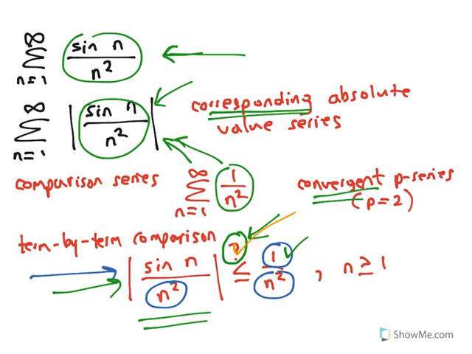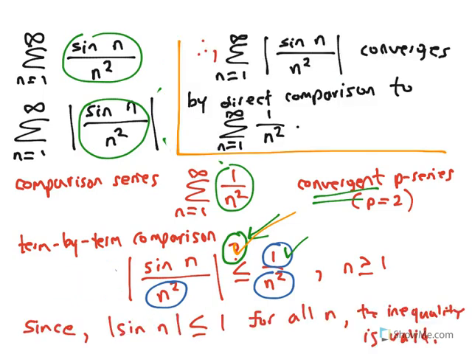So we can state by direct comparison to this convergent P series that this absolute value series must converge. That allows us to state the conclusion that the corresponding absolute value series converges by direct comparison to the convergent P series. But now we have to think, what does that tell us about the original series? We're going to take a look at a theorem that will answer that question.